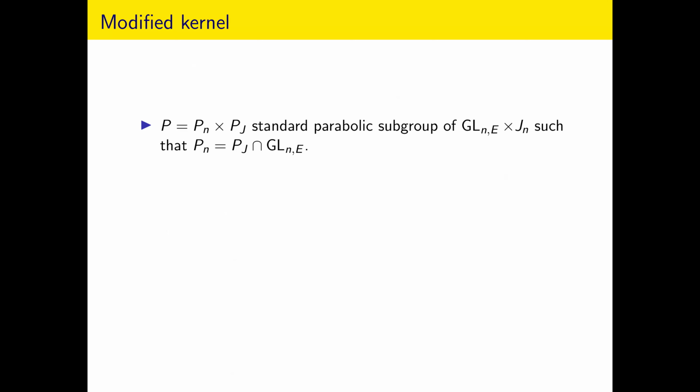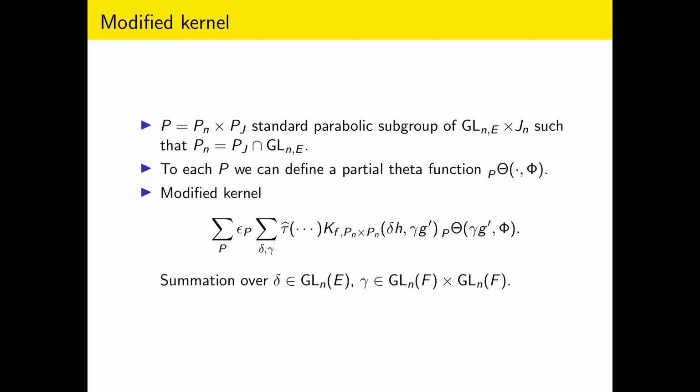And again, as before, for the truncation, we need to consider the standard parabolic subgroups of the Jacobi group, such that the intersection with the smaller group is the smaller parabolic subgroup. To each parabolic subgroup of the Jacobi group, we can define the partial theta function, and then we form the modified kernel, just as before.